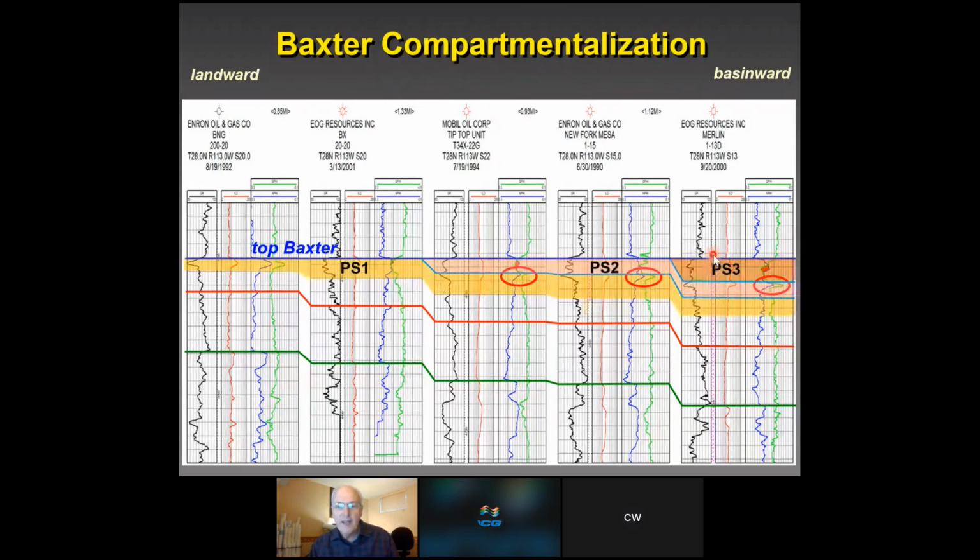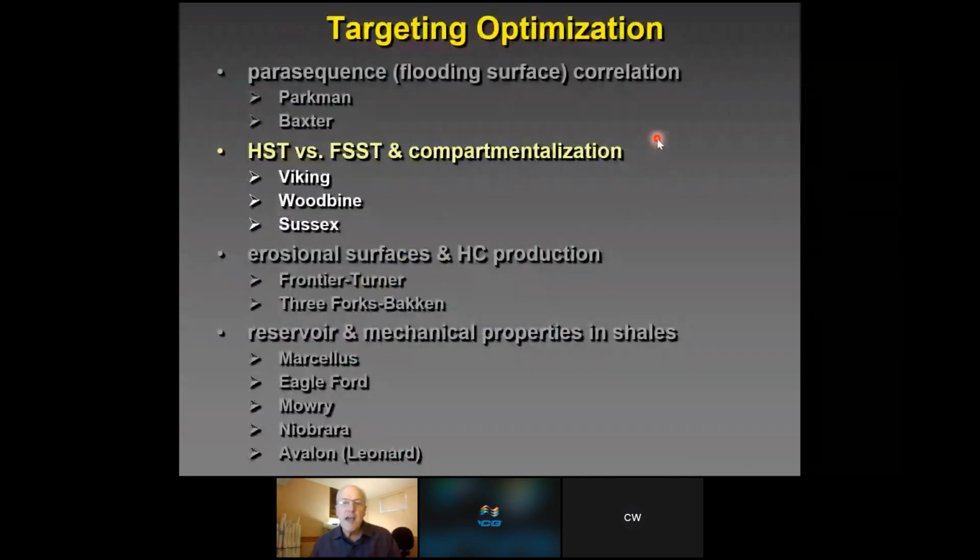without much aggradation. And if you were to drop a lateral in here near the top of the Baxter, again, you'd be going from parasequence to parasequence to parasequence with potentially shales in between. And if there's any gas trapped beneath these tight reservoir barriers, you might not frac down and produce all the gas that's available. So that's a couple of examples of why it's so important to understand parasequence correlations.